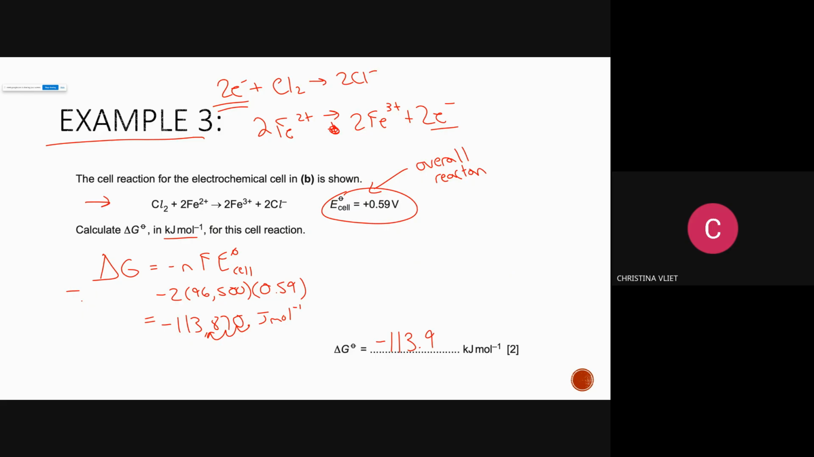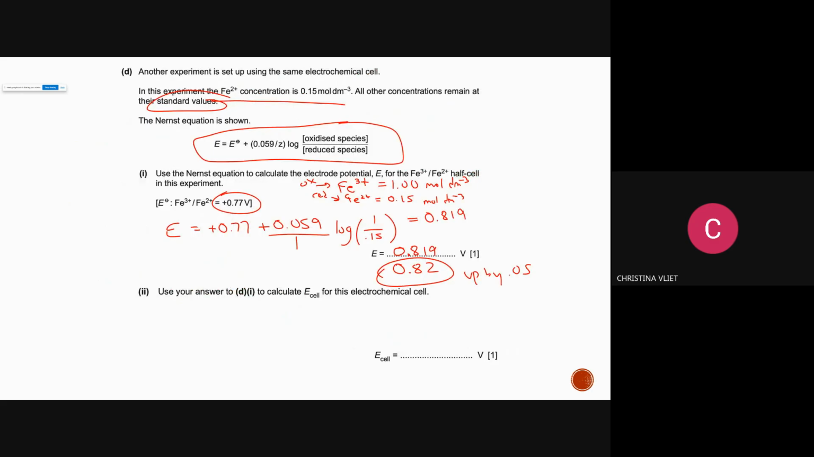This is the overall reaction, right? Wouldn't the overall reaction tell you what's being oxidized and what's being reduced? What's happening to iron here in this overall reaction? It's losing electrons, so it's being oxidized. So if its cell value went up by 0.05, what would happen to the overall cell?